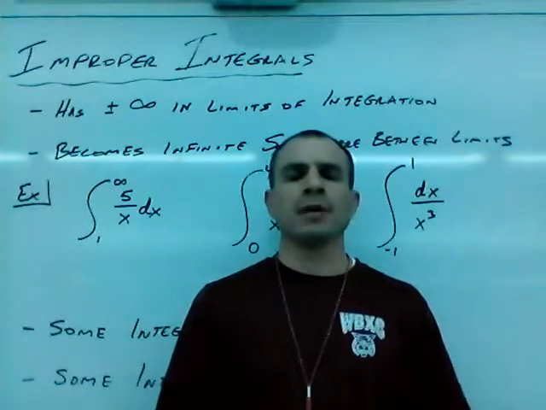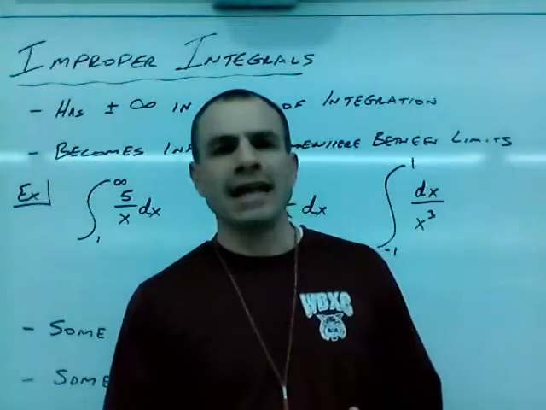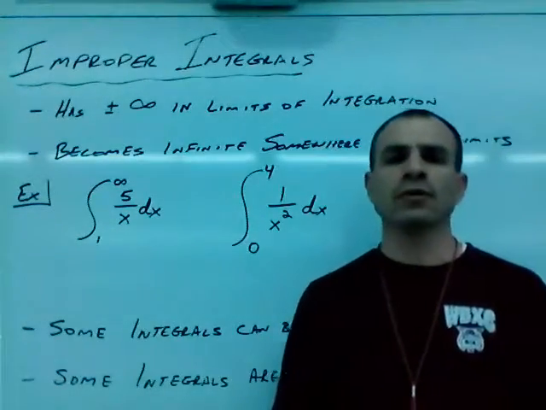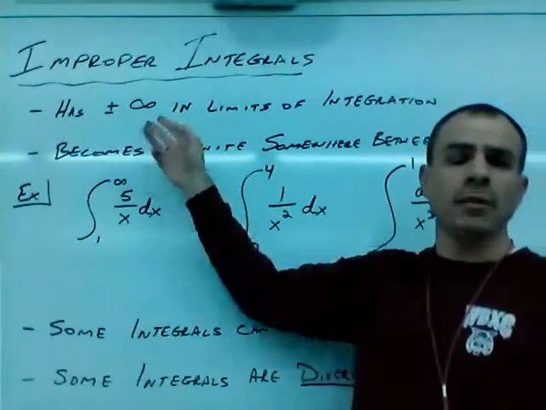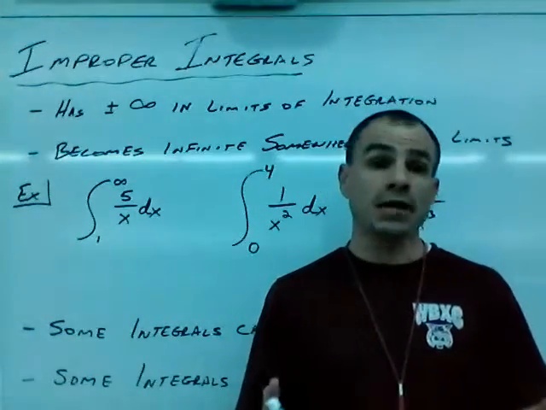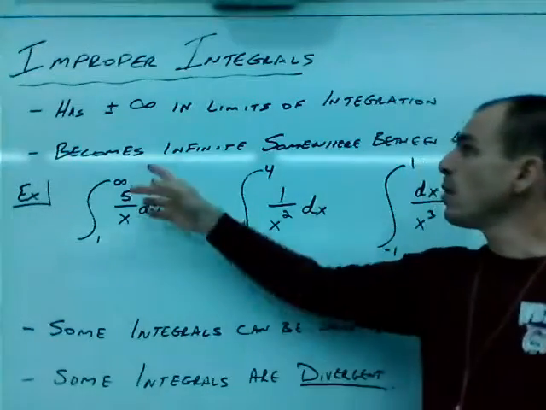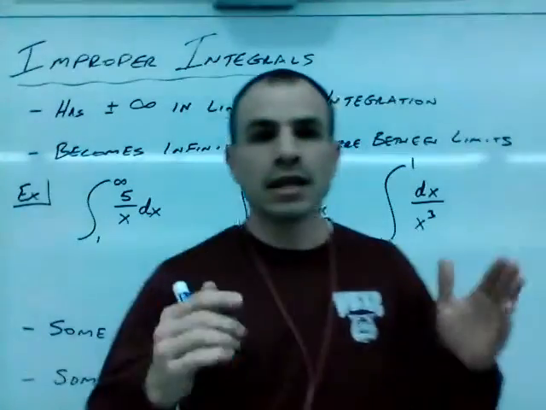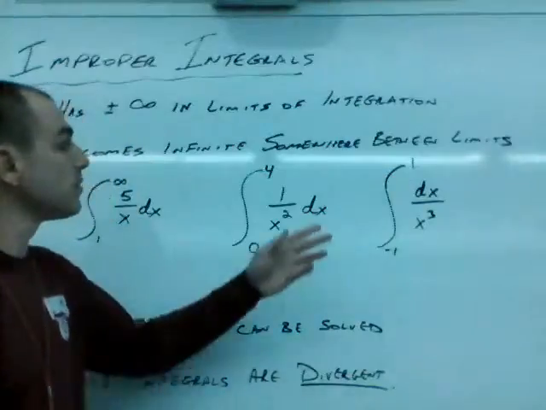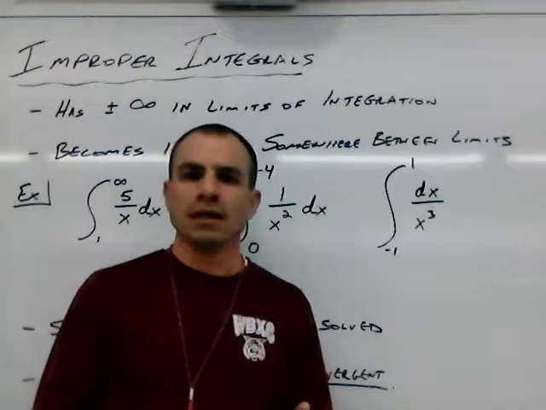So this topic is called improper integrals. As you can see above me, when we're talking about an improper integral, we are looking at integrals which have one of two things happening. Either A, one of the limits of integration is positive infinity or negative infinity, or B, somewhere inside the actual limits that we're dealing with, the function itself becomes infinite.